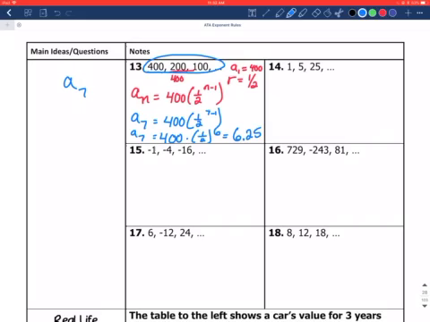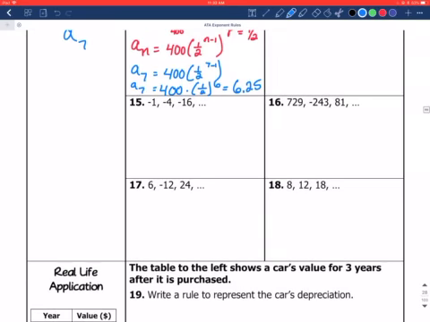Yeah, it should be, because we're going from 400 to 200 to 100 to 50, and we're going to keep going down. We're continually decreasing. So it is going to be a smaller number. If you get something bigger than 100 or 400 or something like that, then you know you've done something wrong.